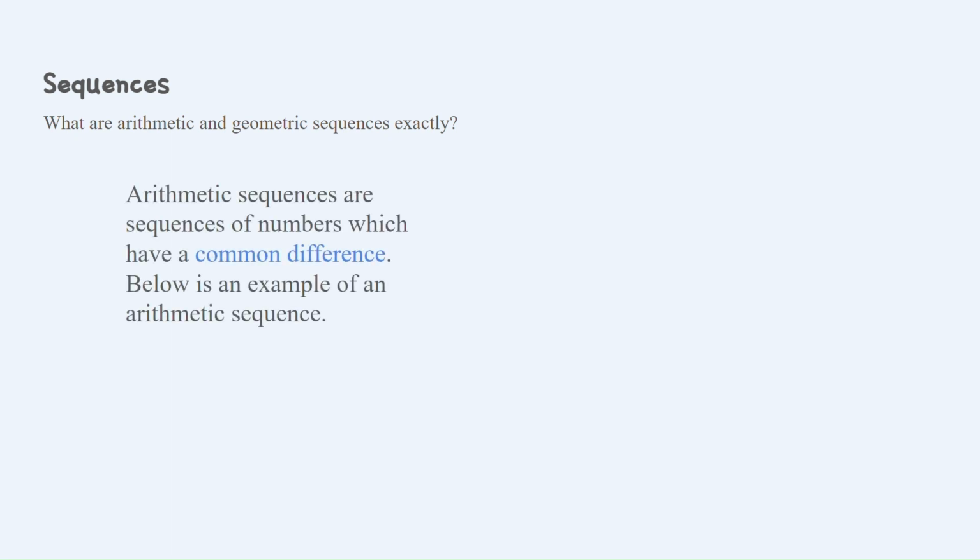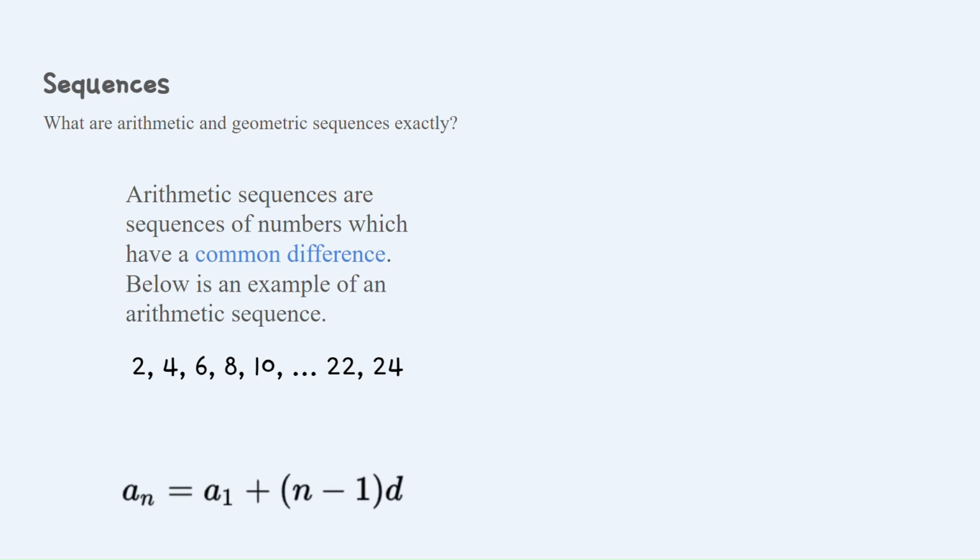Arithmetic sequences are sequences of numbers which have a common difference. Below is an example of an arithmetic sequence: 2, 4, 6, 8, 10, and so on. Now this is the equation for finding a value in this sequence, or any arithmetic sequence: an = a1 + (n - 1) * d. You might be able to tell the common difference is 2, since each time you add 2. And a1 is the starting value, or your first value, which in this case is 2.